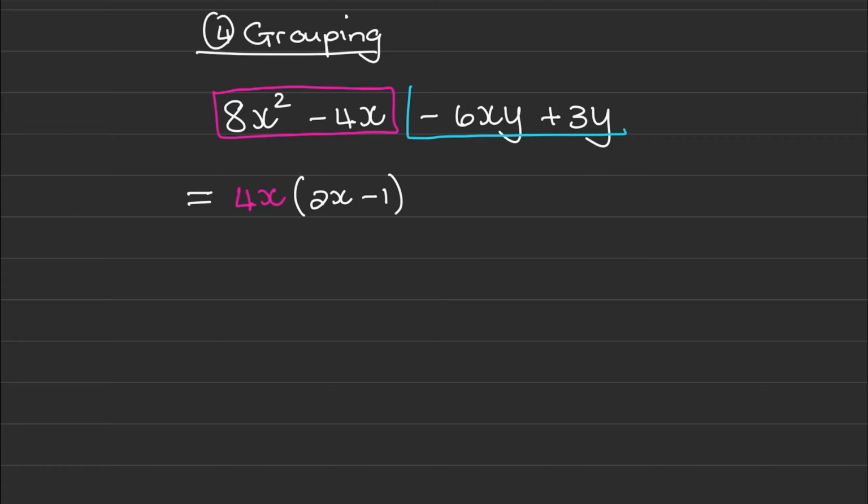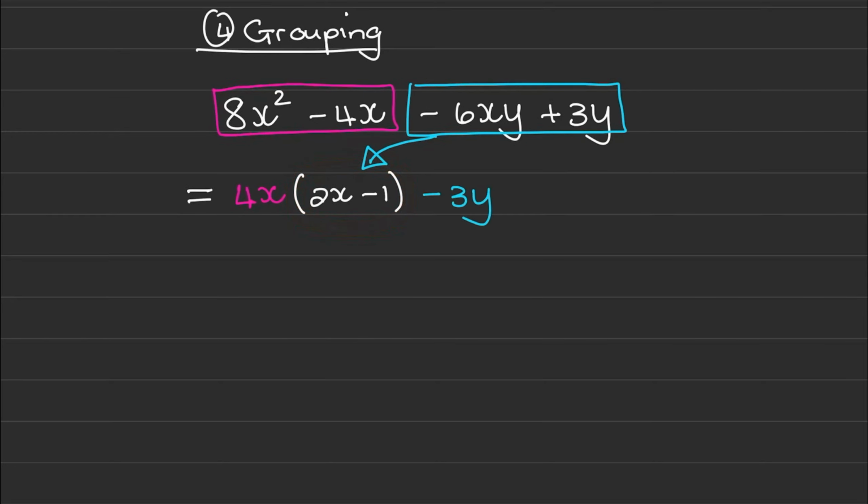Now in my second pair of terms, I want to take out a common factor to reproduce the brackets of 2x minus 1. And in order to get 2x minus 1, I need to divide both of these terms by negative 3y. So if I factorize negative 3y, I have 2x minus 1 as my other set of brackets. Now I have two terms, and the common factor of both terms is 2x minus 1. So when I factorize, I have 2x minus 1, and my second pair of brackets would be 4x minus 3y.